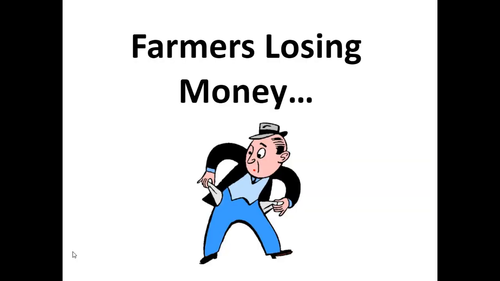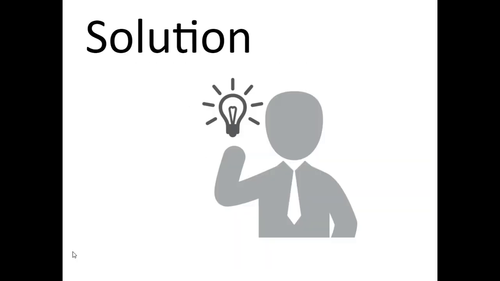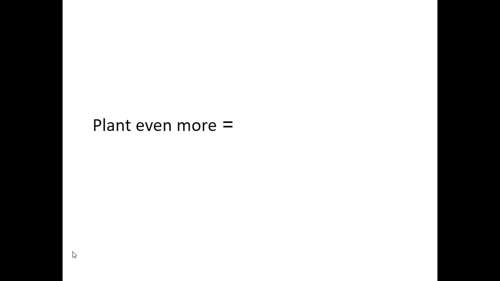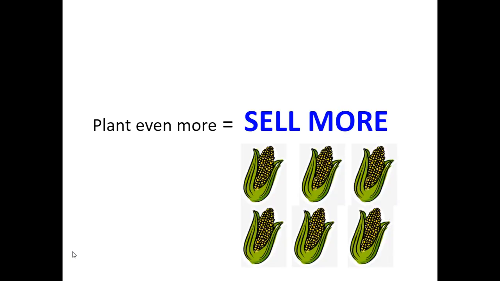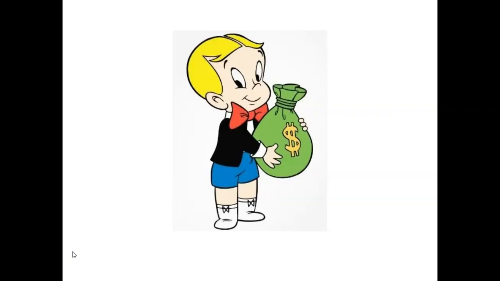The floor came out of the bottom of that. So farmers started losing money, and when the war ended, they no longer needed to feed the entire world. So the solution that many of them came up with was, well, we're losing money. Let's plant even more crops. That way we'll sell more and we'll make up for the money we lost. Now that makes sense because that would make them wealthy, except supply and demand kind of intervened.